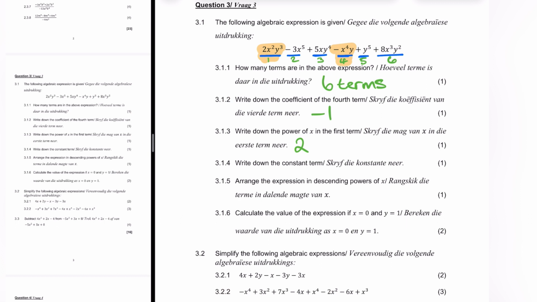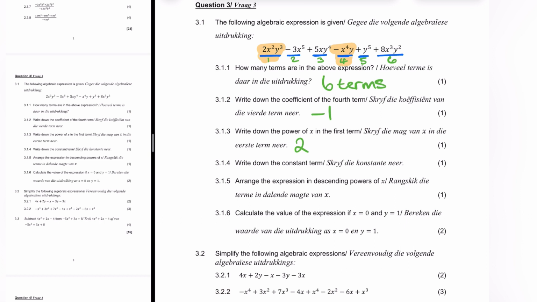That's simple enough. Then 3.1.4, write down the constant terms. Now, a constant is a number that does not have a variable attached to it. If you look at terms 1, 2, 3, 4, 5, and 6, none of them is a number without a variable. So all of those terms have variables, so none of them are constants. That's very important. None of them are constants.